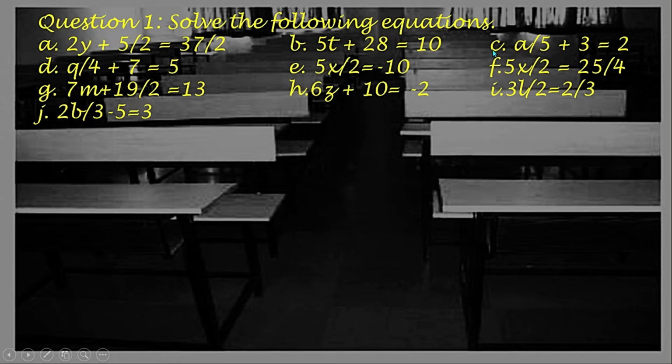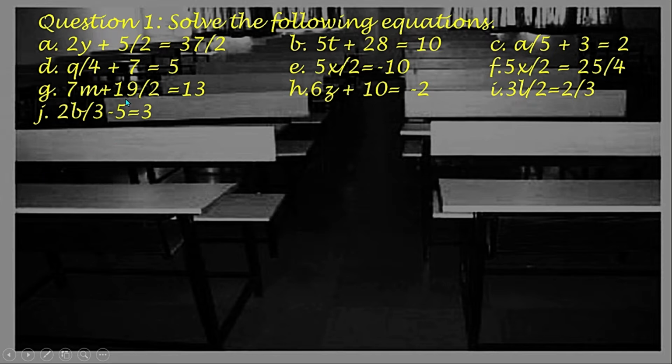sign. In C also we have the first term a upon 5 and the second term is 3, which is separated with the help of a plus sign. In D also, q upon 4 and 7. In E we have only one term, which is 5x upon 2. In F also we have the same thing, 5x upon 2. In G again we have two terms, 7m plus 19 upon 2. H also has two terms, and I has one term and J has two terms, 2b upon 3 and 5.